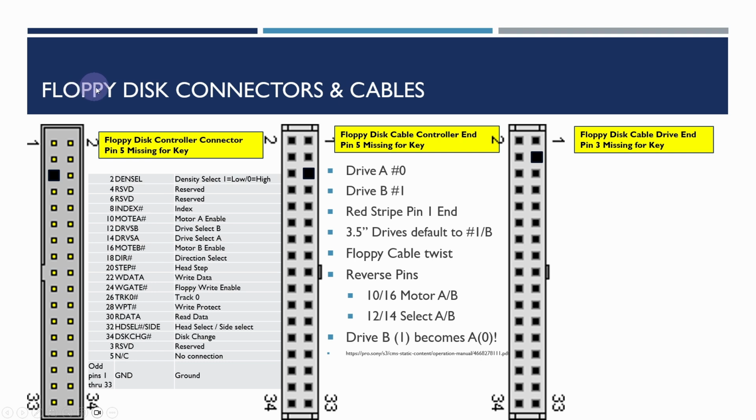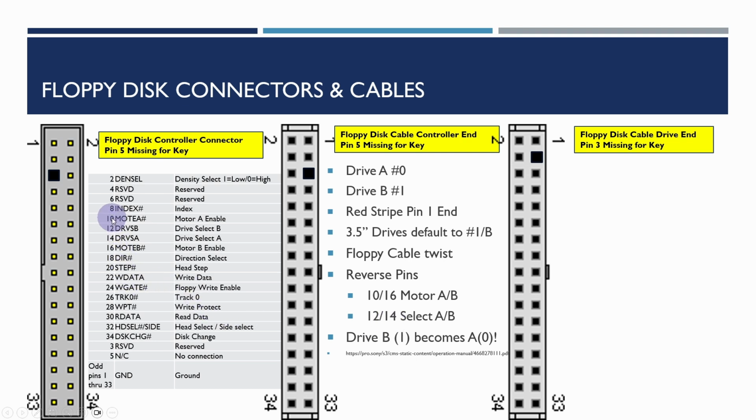So this is looking at the floppy disk connectors and cables. On the version 1, I was actually using a cable from an old Dell PC, and this actually had some keys in the socket and the plug. And so on the motherboard side, pin 5 actually was blocked out, and on the floppy disk, pin 3 was blocked out. So this meant you couldn't put the cable in the wrong way. And one of the things you'll notice here is that most floppy disk cables have a kind of a twist in the cable. And what this is to do is to reverse pins 10 and 16 and 12 and 14.